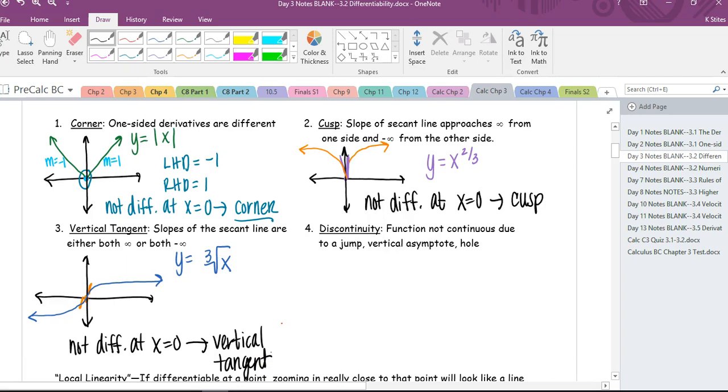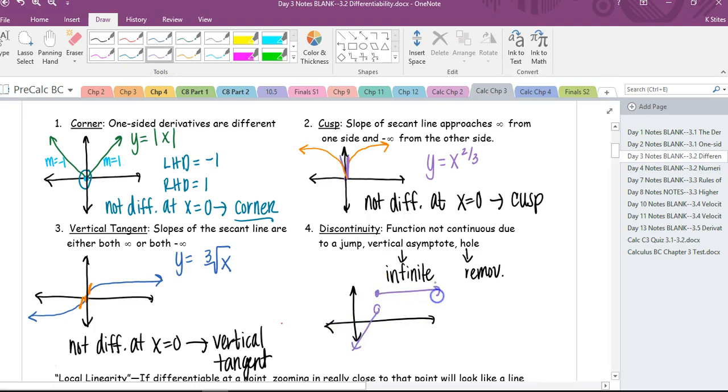All right, and finally, a discontinuity. The function is not continuous due to a jump, vertical asymptote, or hole. So we know this is an infinite discontinuity, and this is a removable discontinuity. If any of those situations occur, you also cannot take the derivative at that point.